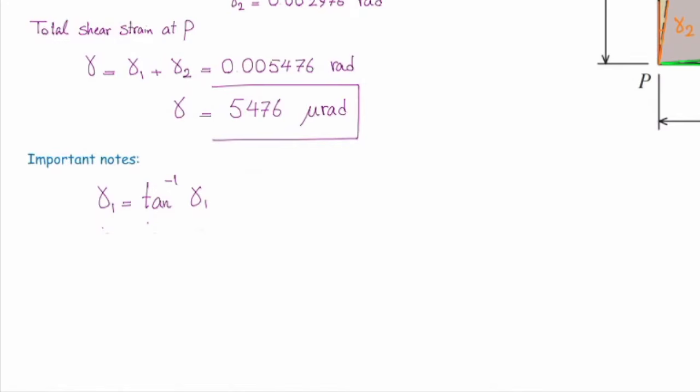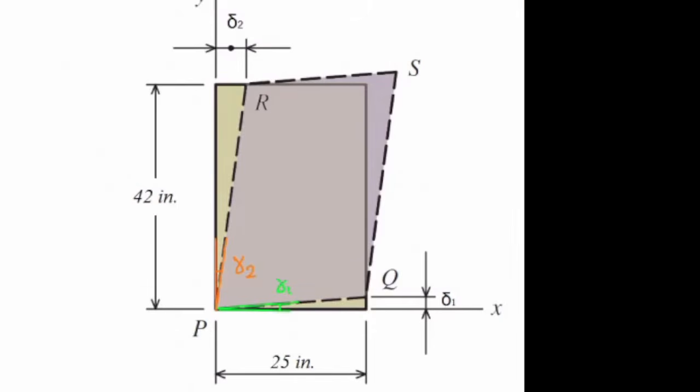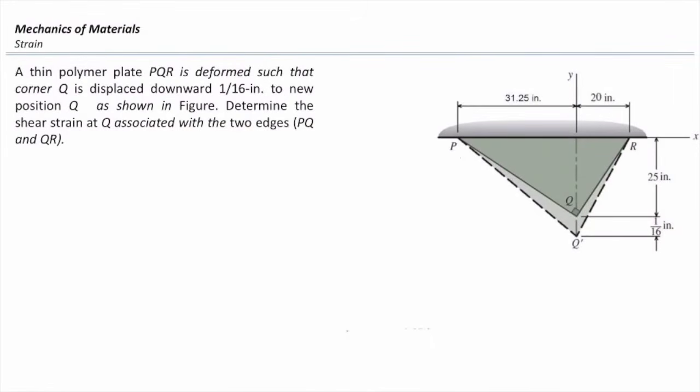It's because gamma 1 in this case is equal to inverse tangent of gamma 1, or I can say it's equal to inverse sine of gamma 1. Similar to that, the same is true for gamma 2. So gamma 2 is equal to inverse tangent of gamma 2, or inverse sine of gamma 2. Why is this true? Because gamma 1 and gamma 2 are very small, but this is not the case for all problems. In some cases, angles are larger. Let's solve another problem to see how we can deal with that case.